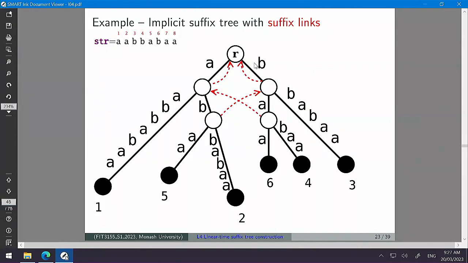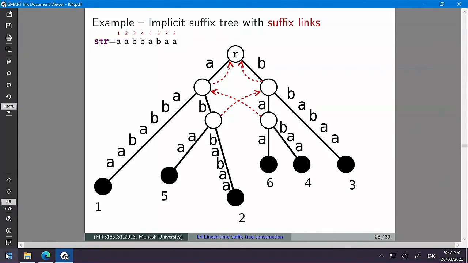Now root is an exception because root doesn't spell any path, right? It can receive a suffix link, but nothing goes out of it. So as a mnemonic, in programming, you can point root to itself. You can say root is a special case where it's pointing to itself. No other internal node will point to itself except the root, if you implement it that way. Does that make sense? Okay.